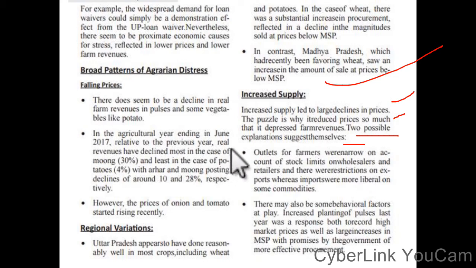Outlets for farmers were narrow on account of the stock limits on wholesalers and retailers, and there were restrictions on exports, whereas imports were more liberal in some commodities. Another theory may be somewhere. Moral factors: increased MSP with the promises of the government of more effective procurement.